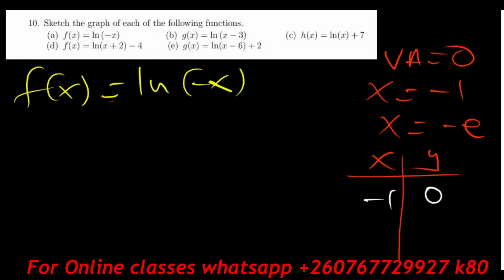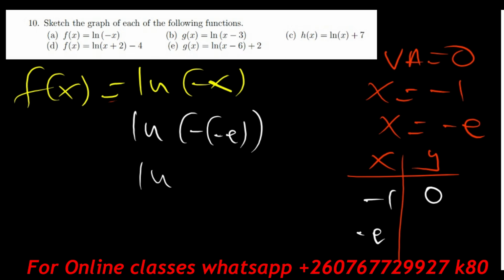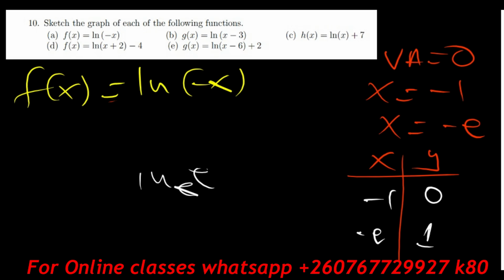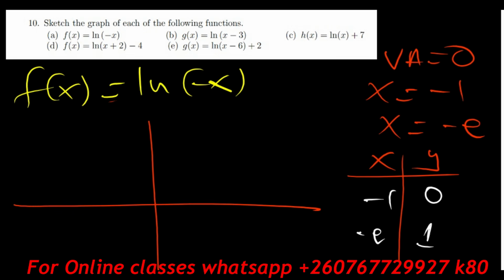Next, if this is negative e, what will be our y? This is going to be ln of negative negative e, the negatives will cancel. So here there is the e. That one is going to give us 1. Now we can have the graph of this. Let's see the graph which we're going to have. So here is going to be my graph. I have got in x, negative 1 and negative e. Remember e we said is approximately 2.718, somewhere there. So in y I have got 0 and 1.